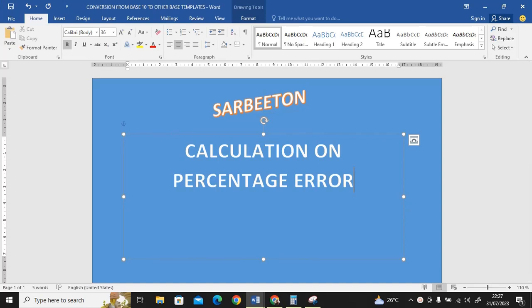Now in this lesson we are going to look at calculations under percentage error. We look at some questions, and at the end of this particular lesson you will be comfortable and understand everything on percentage error and how to solve questions on percentage error. So let's move on. I've prepared some questions ahead for you. So let's move to our board and see.